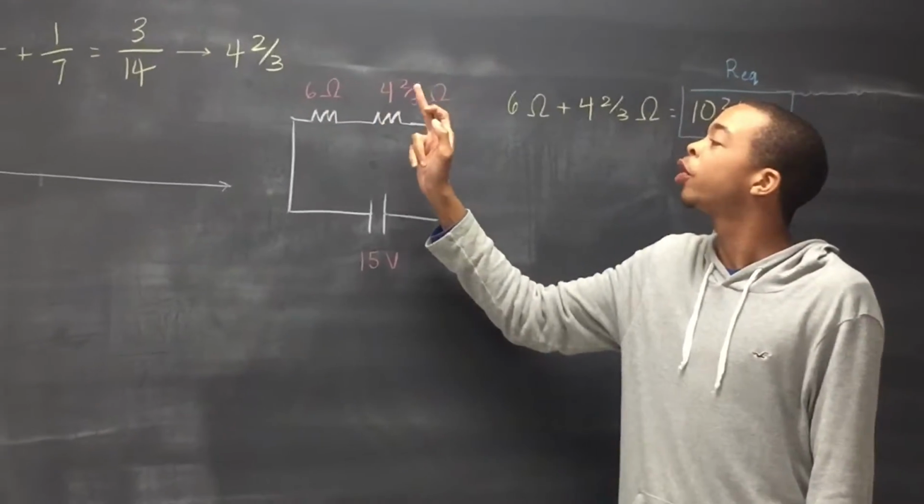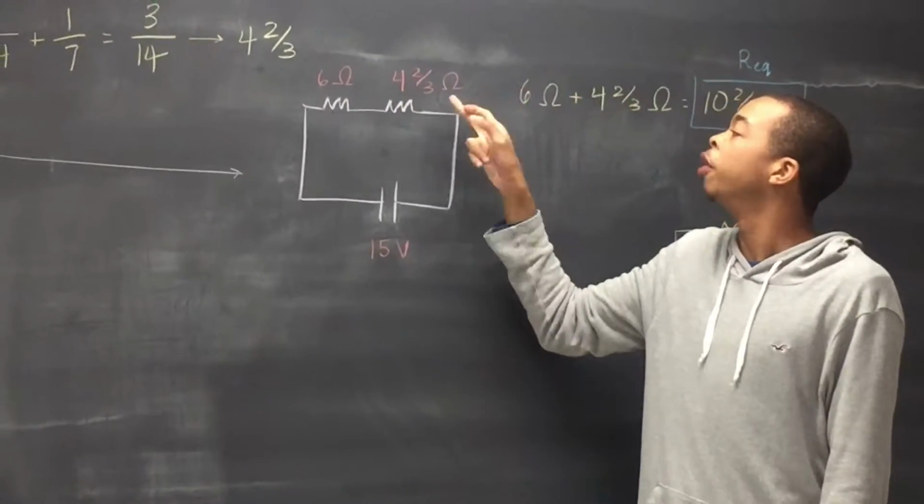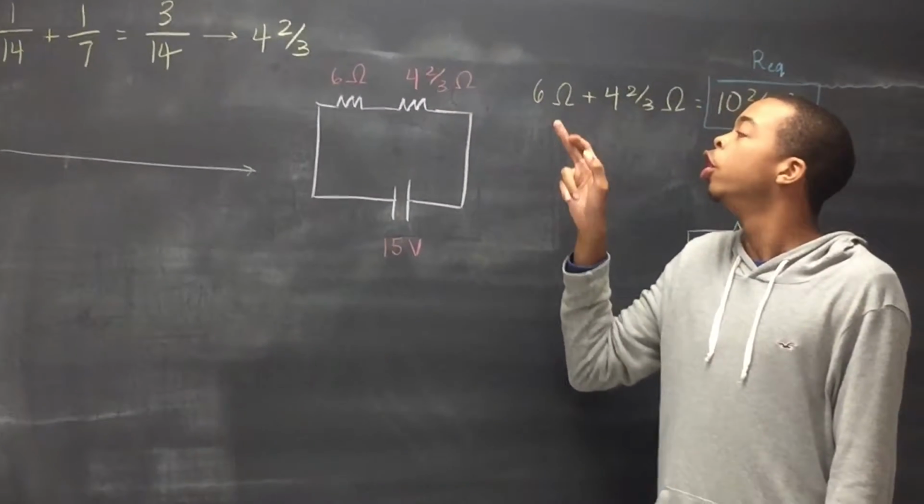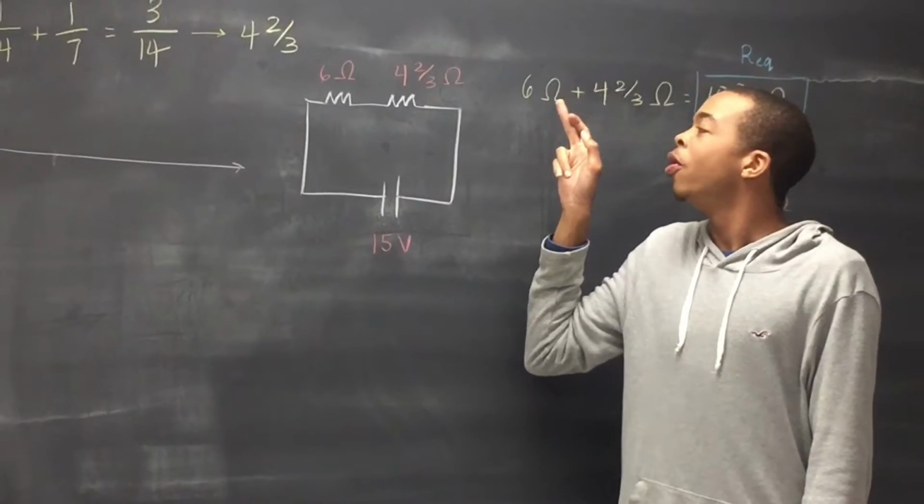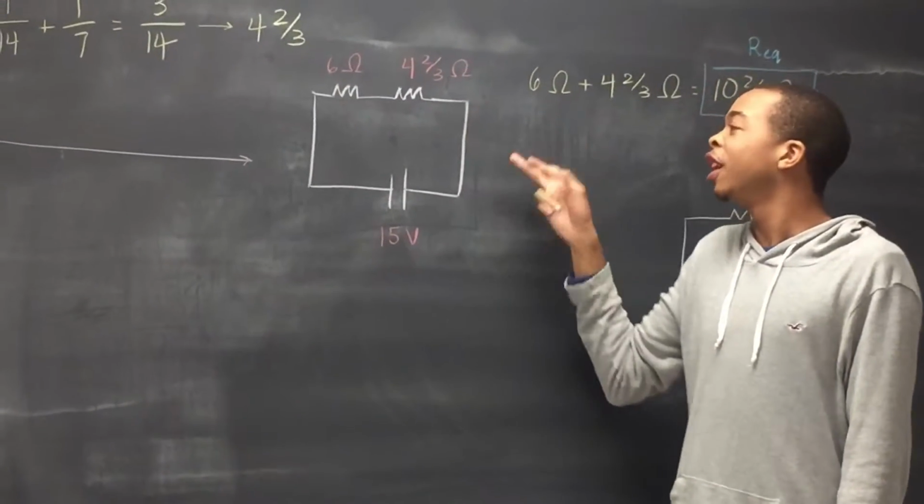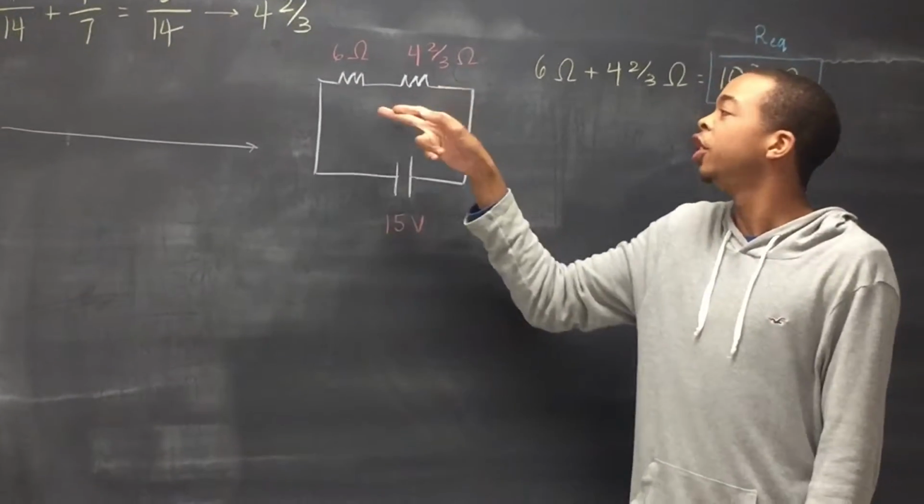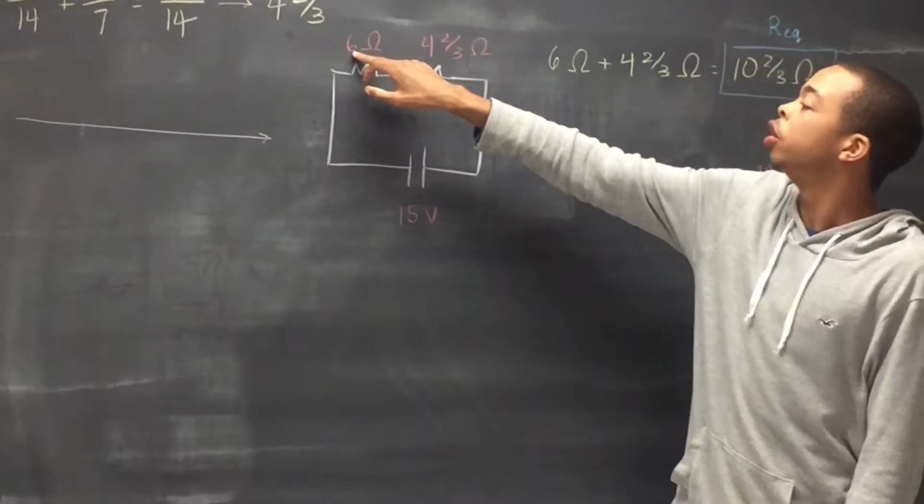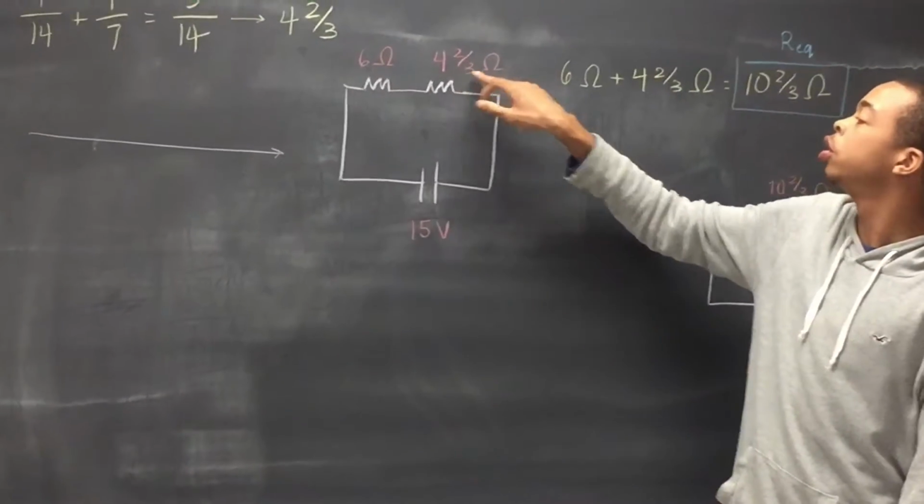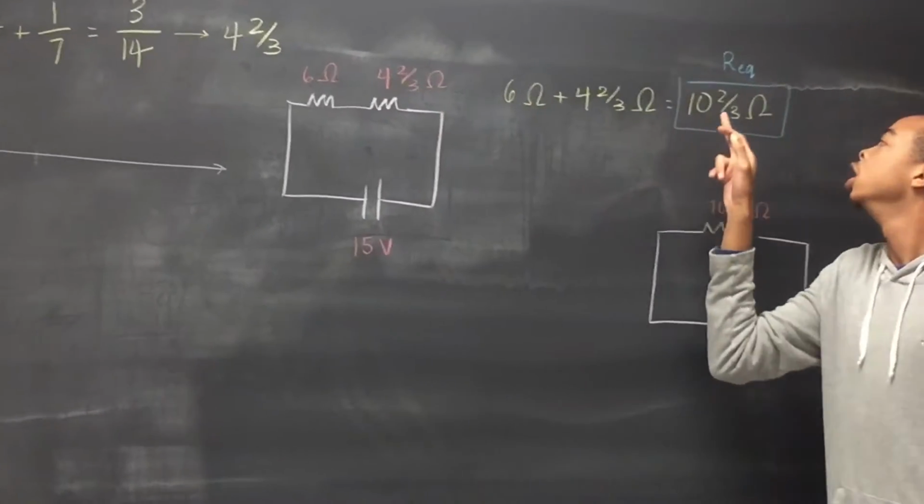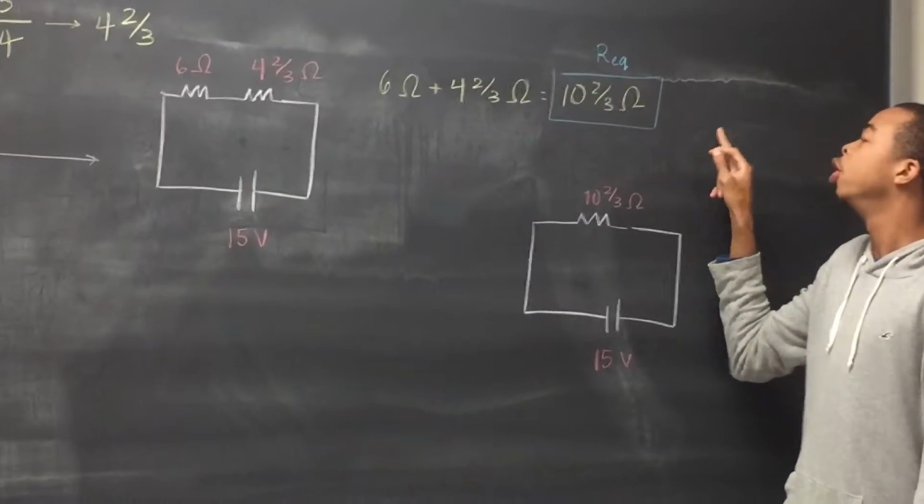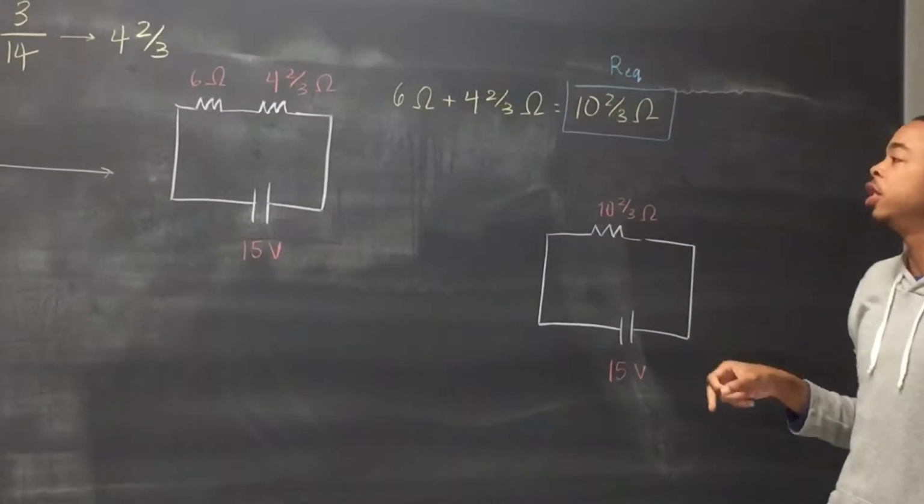Right here, we have the 6 ohms and we have the 4 2/3 ohms. We add them together because they're in series, and in series, you just add them. So you have 6 ohms plus 4 2/3 ohms equals 10 2/3 ohms, which is the equivalent resistance.